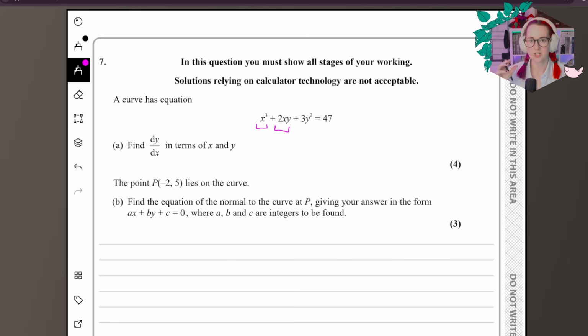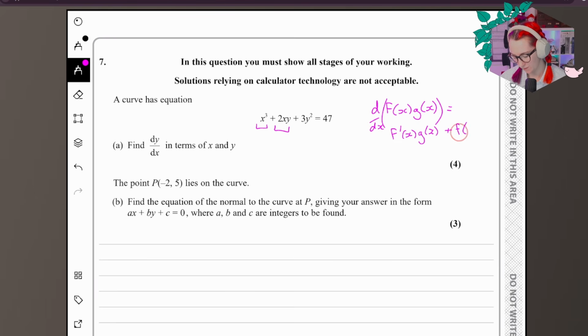So when you differentiate things that have 2 functions in them, so we have f of x, g of x, if we want to differentiate this, I'm just going to do it this way, d dx. We need to use what's called the product rule. And that basically says that we differentiate one and we leave the other alone. And then we differentiate the other, leave the other alone. So this is going to be f prime of x, g of x, plus f of x, g prime of x. And this is the product rule.